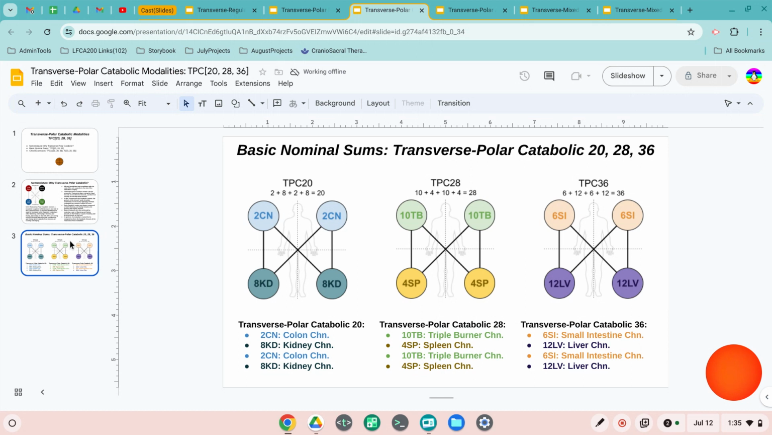Transverse polar catabolic 20 consists of the colon and kidney vessels, labeled for their nominal equation 2 plus 8 plus 2 plus 8 equals 20. Transverse polar catabolic 28 consists of the triple burner and spleen vessels, labeled for their nominal equation 10 plus 4 plus 10 plus 4 equals 28. Transverse polar catabolic 36 consists of the small intestine and liver vessels, labeled for their nominal equation 6 plus 12 plus 6 plus 12 equals 36.